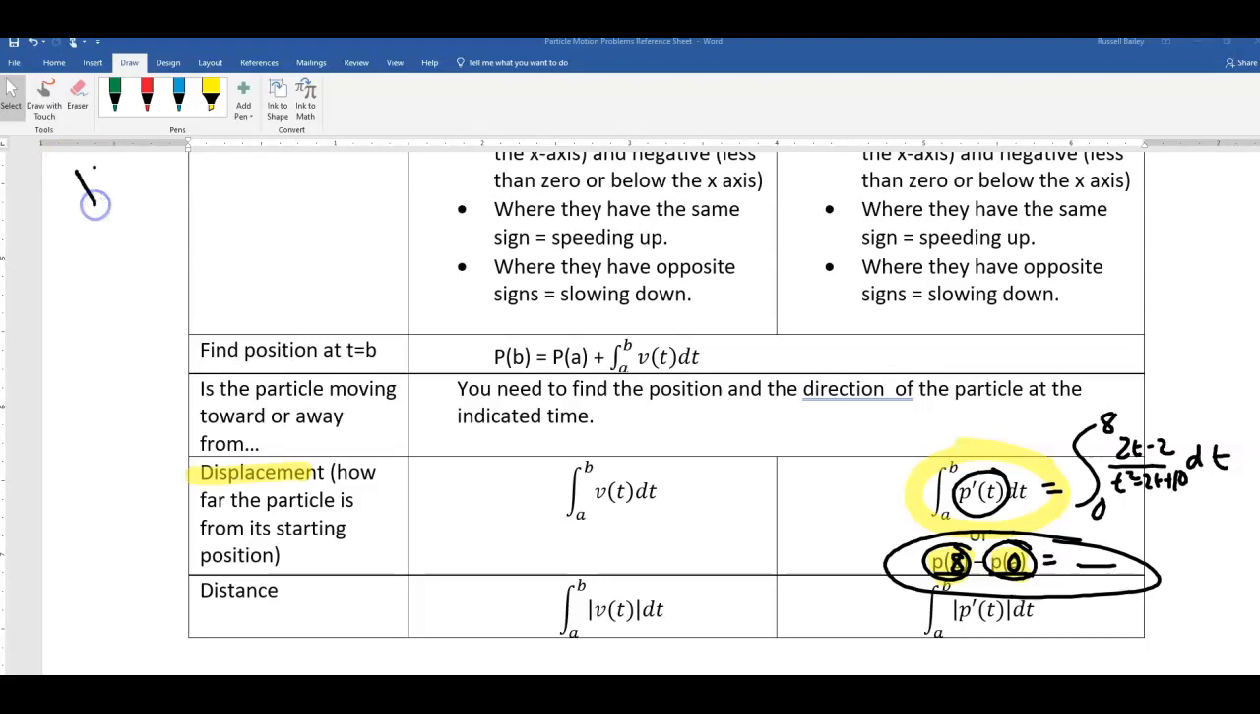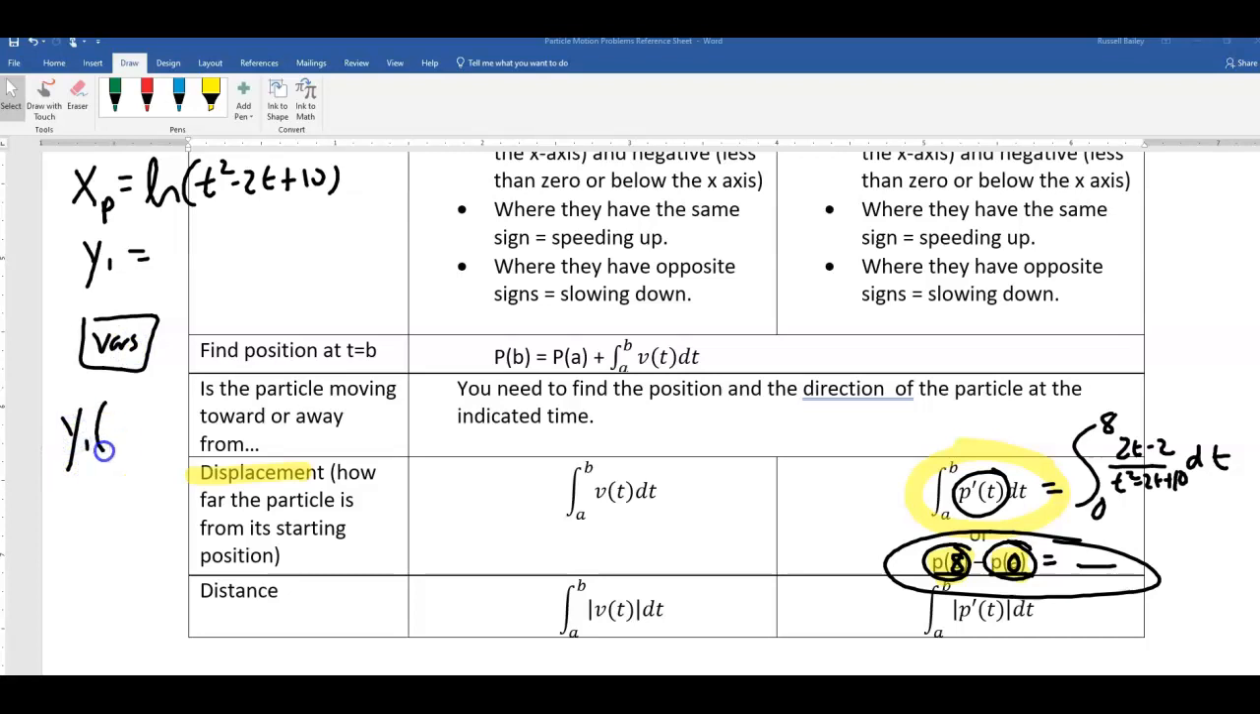So to do that, I'm going to enter my x sub p function into the y1 slot. And then I'm going to go back to my home screen and I'm going to push vars. I'm going to bring up y1 and I'm going to plug in 8. And then I'm going to do vars. I'm going to bring up y1 again and I'm going to do 0. And whatever I get for those two things, I'm going to subtract them.